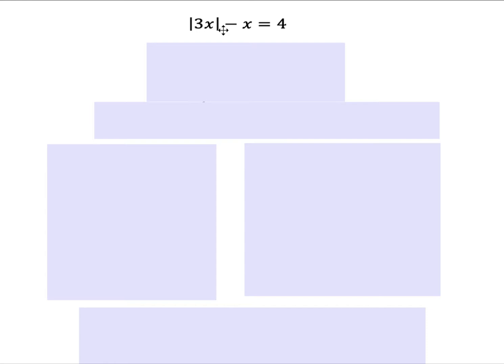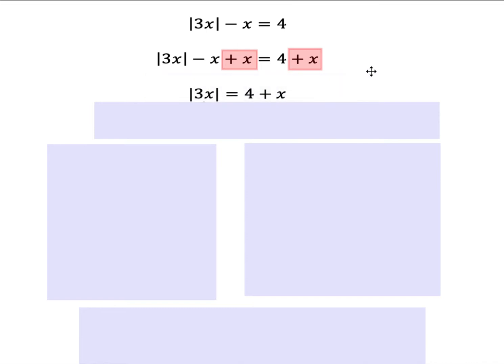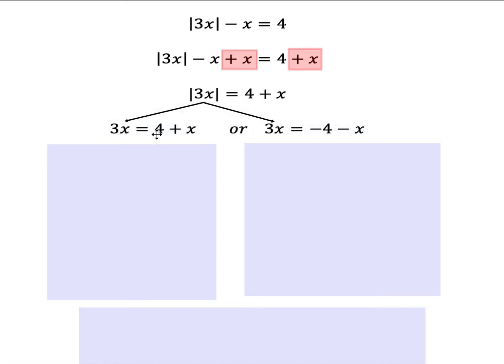The absolute value of 3x minus x equals 4. Now first, recognize that this absolute value is not yet by itself. So we're going to have to get rid of the x from this side by adding it to both sides. Remember that when I do something on both sides, I put it in a red box to highlight what I'm doing. So this gets the absolute value by itself, and now we can split that absolute value. 3x could be 4 plus x, or 3x could be the opposite of 4 plus x, which is negative 4 minus x. We change the signs on both of them.